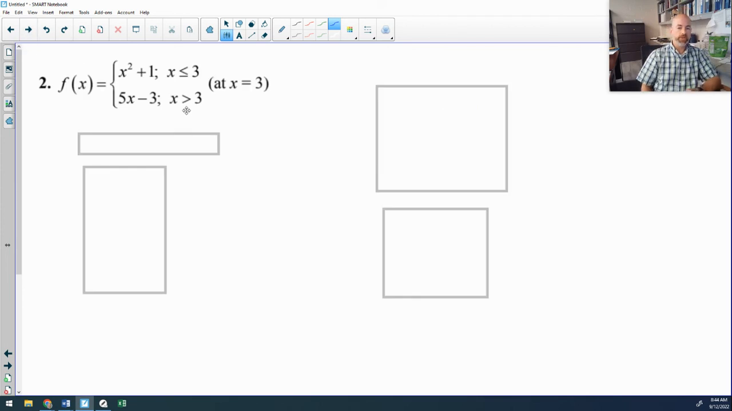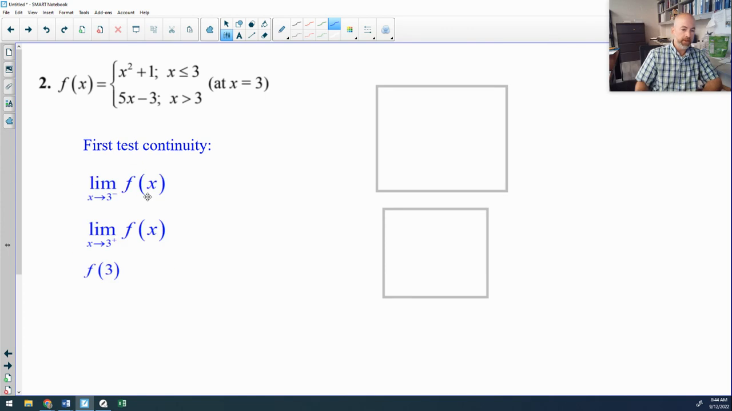Let's look at number 2 here. Also looking at x equals 3, we have x squared plus 1 and 5x minus 3. We need to test for continuity first, which is done by looking at the left and right side of 3 and finding f of 3. The left side of 3 is 3 squared plus 1, that would be 10. The right side of 3 is the function 5x minus 3, so 5 times 3 minus 3 is 12. And with that, I already know my function is not continuous. Left and right sides of 3 are not equal.